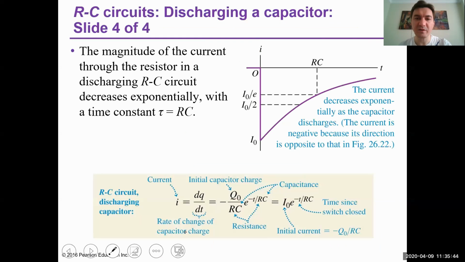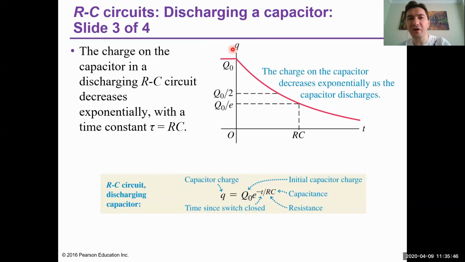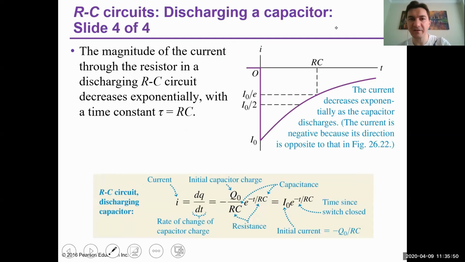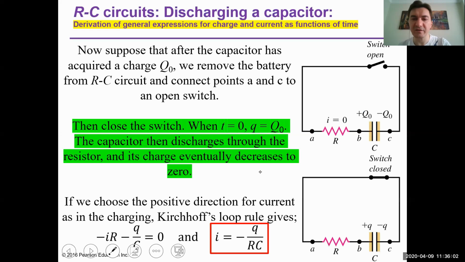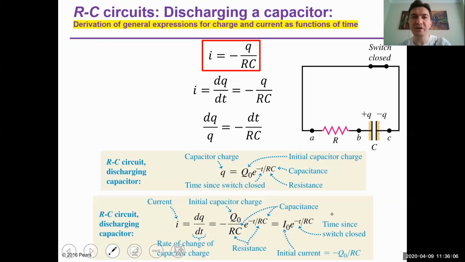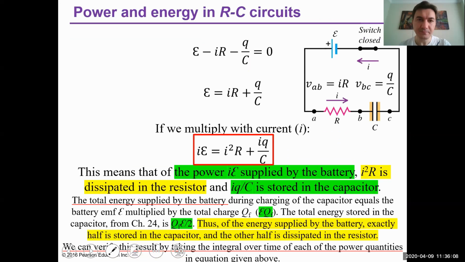Then we can explain the behavior: the charge on the capacitor decreases by time during discharging of a capacitor, and the current starts from a certain negative maximum value and goes to 0 by time, since the current decreases in the circuit, and the direction of the current is opposite to that during charging of the capacitor.